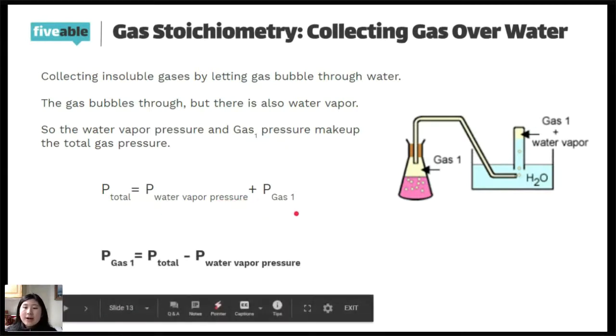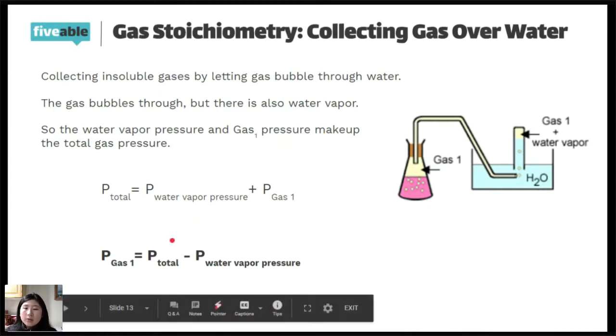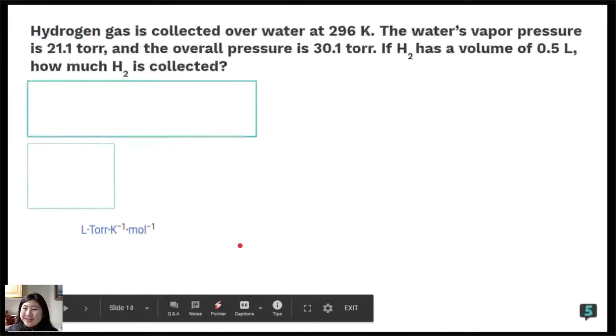So if we wanted to find the pressure of gas 1, we will have to put it into this equation. The pressure of gas 1 will be equal to the total pressure of the sample that we have minus the pressure of the water vapor, because there's water vapor in our sample.